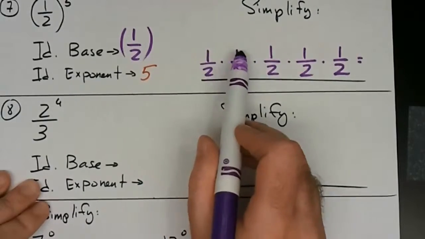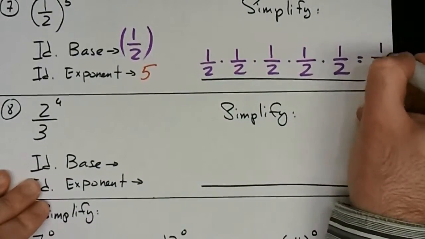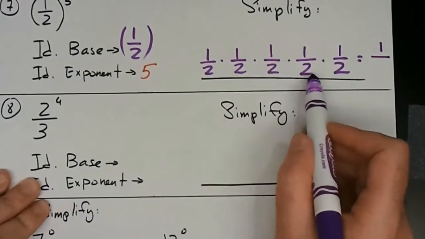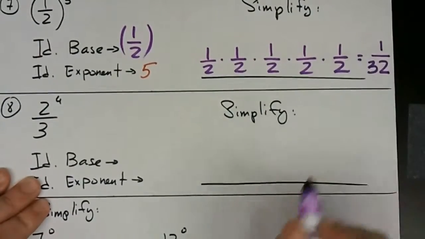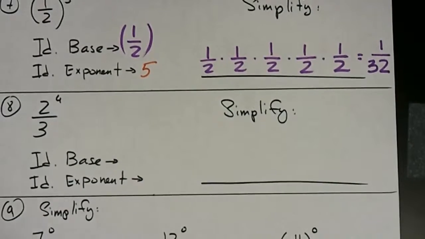On the numerators, 1 times 1 times 1 times 1 times 1, that's just 1. In the denominators, 2 times 2 is 4, times 2 is 8, times 2 is 16, times 2 is 32. And that is the answer. Let me know if you have any questions on number 7.